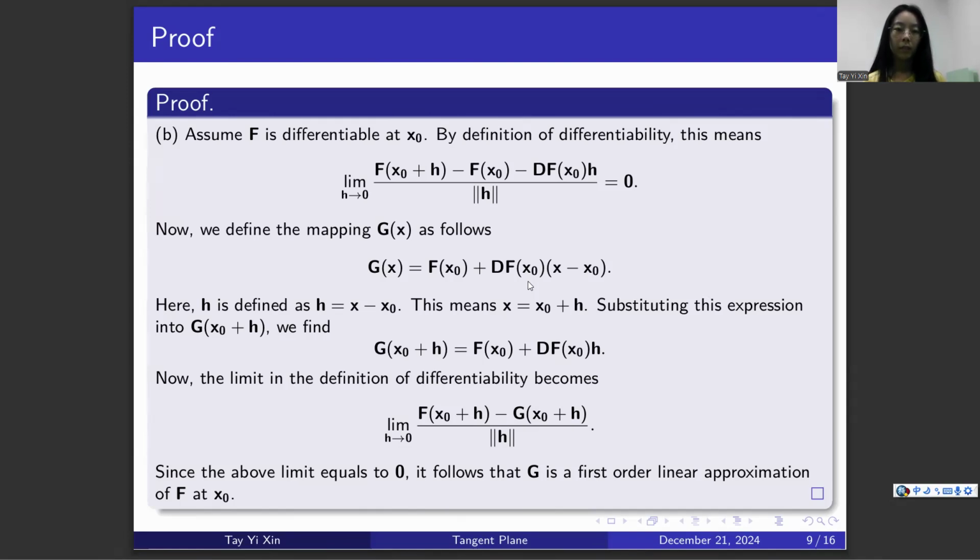Now the limit in the definition of differentiability will become this equation. Since the above limit equals 0, it follows that G is a first-order linear approximation of f at x0.